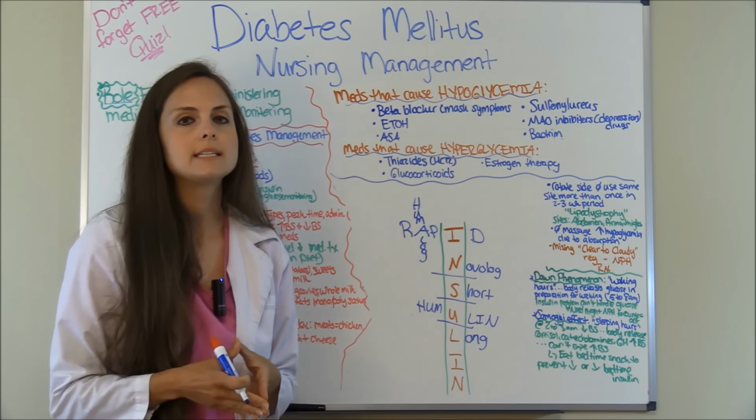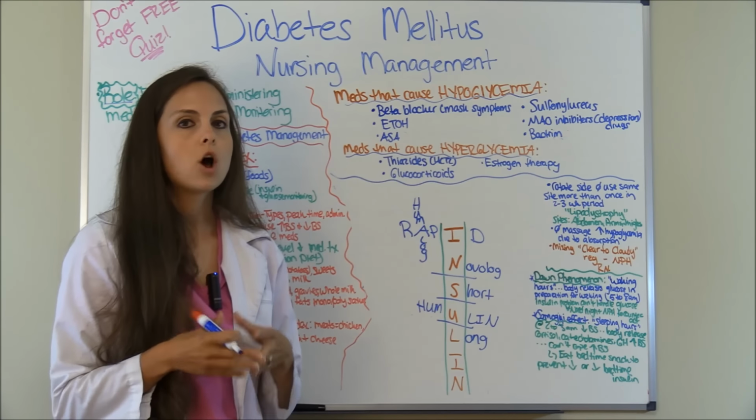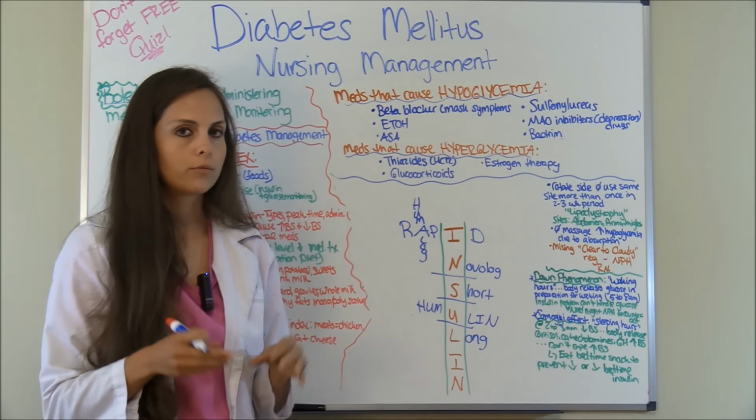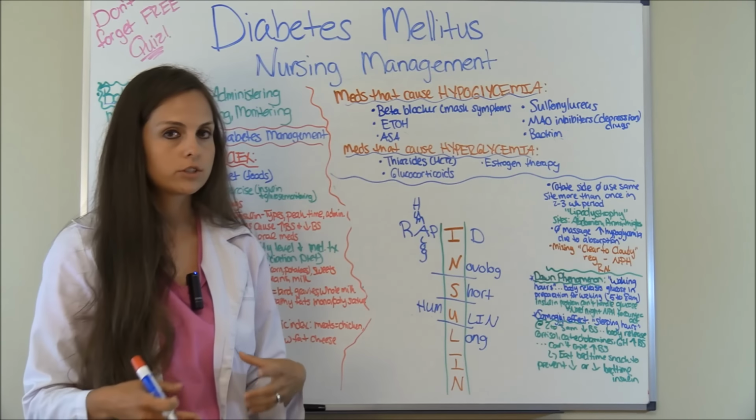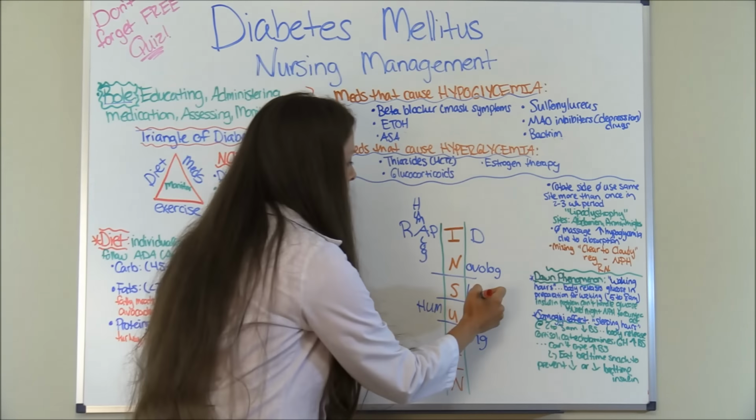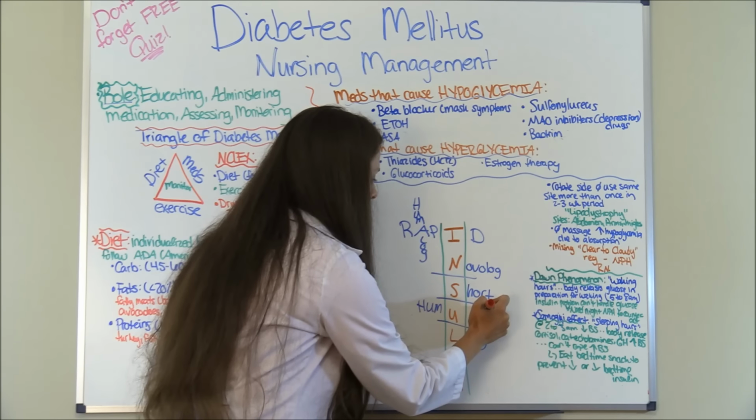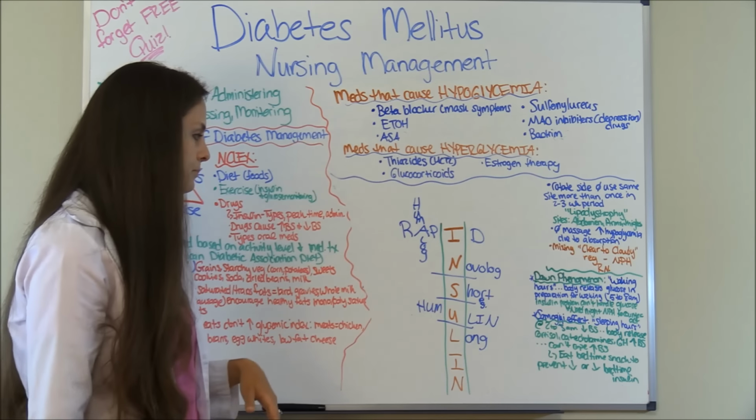All your regular insulins. So Humulin R, Novolin R. Ones that end in R are your regular. So we're going to remember regular. We're going to use the R in short. Just put reg for regular.